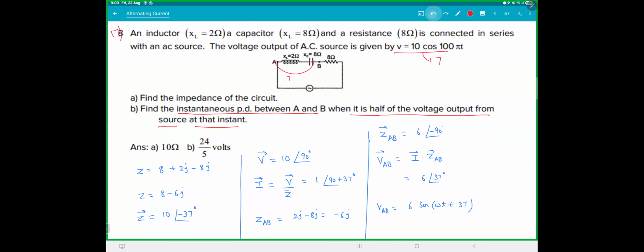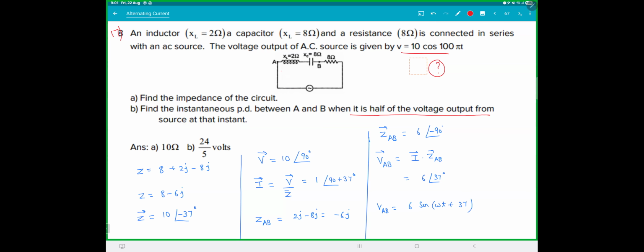So he's saying there is a particular value of this voltage. We don't know what that value is. At this voltage, the voltage across AB becomes half of that. So what is that voltage? Are you getting the question? That voltage is changing from minus 10 to plus 10. At some particular value in this, the voltage across AB will be half of the voltage of the source. So what is the voltage at that instant?